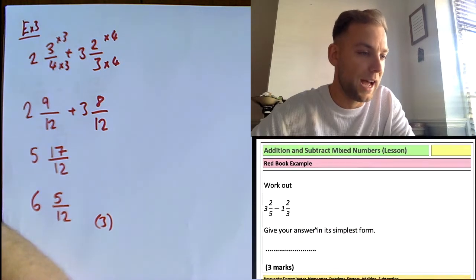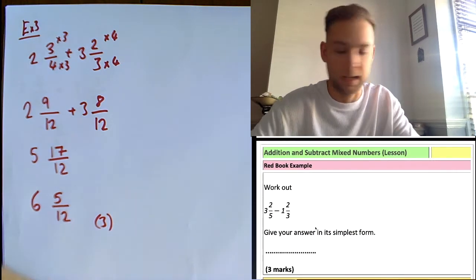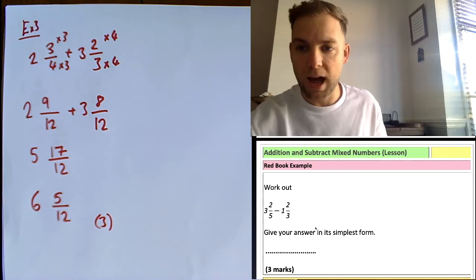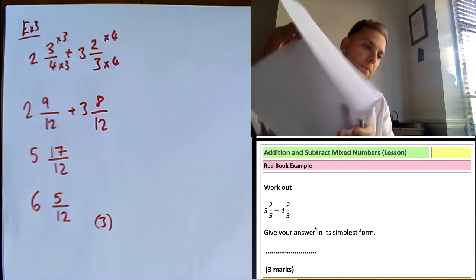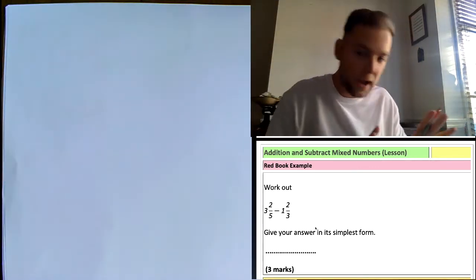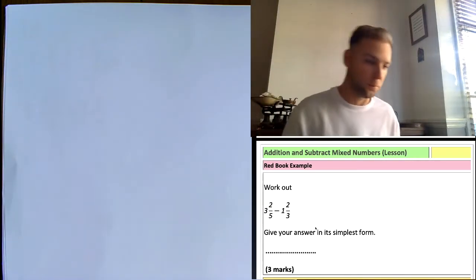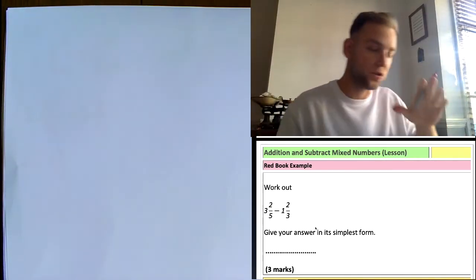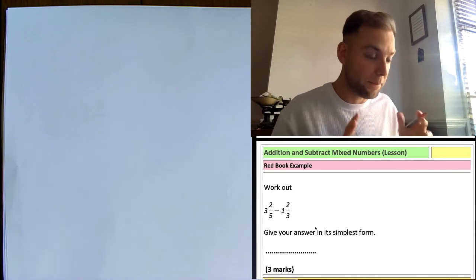So let's have a little look now at subtraction. Okay, now we're going to have a go at this one here. I'm going to show you the reason. I mean, there is a way to do that first technique by borrowing, but the second technique where we've got to convert both of these is the best technique for this.